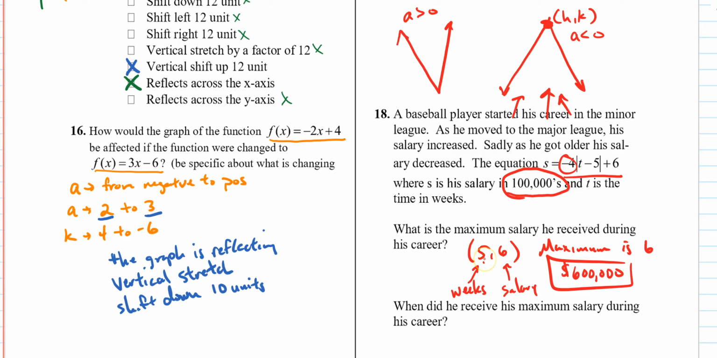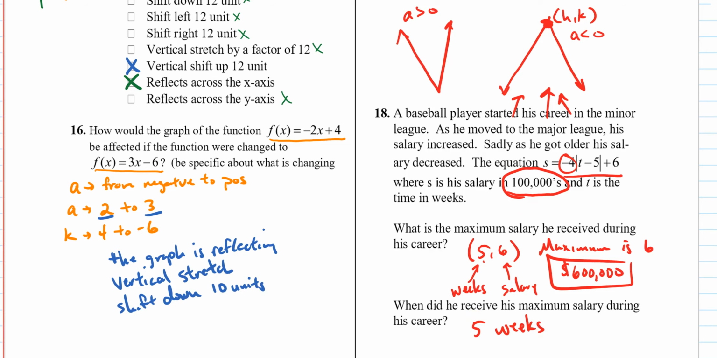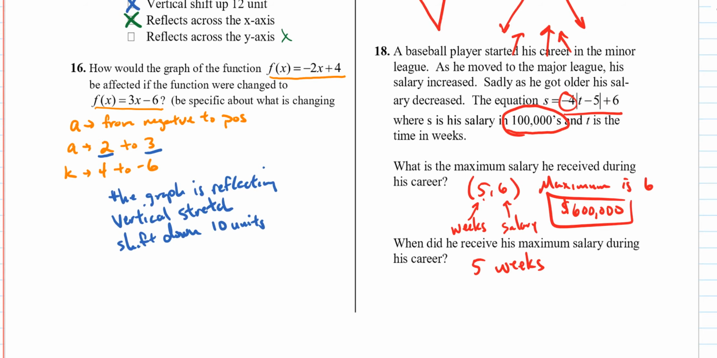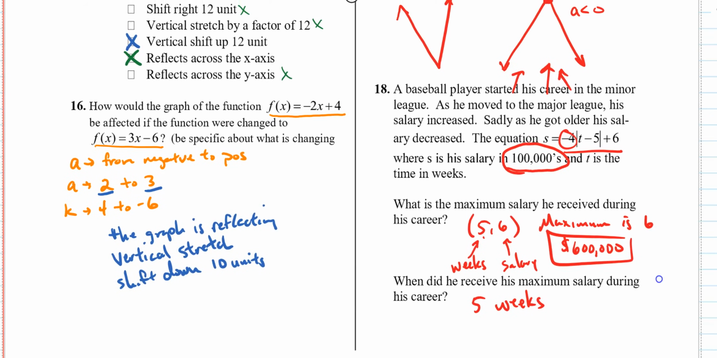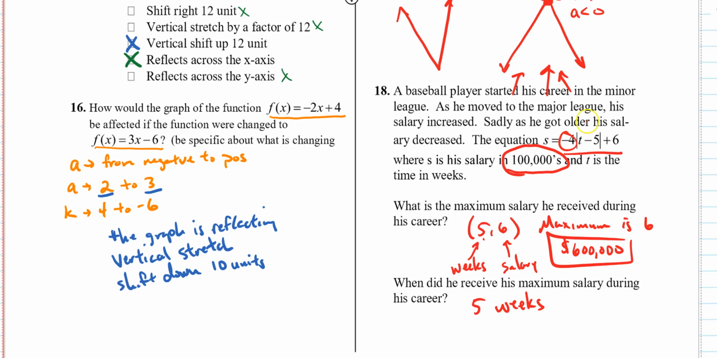Well, we know when that happens. That happens in 5 weeks, which seems a little quick, but that's the problem we were given. So all we had to do for that one was find the maximum of the graph, figure out what it meant, and we're all set. And that's the end of our review for Unit 2.